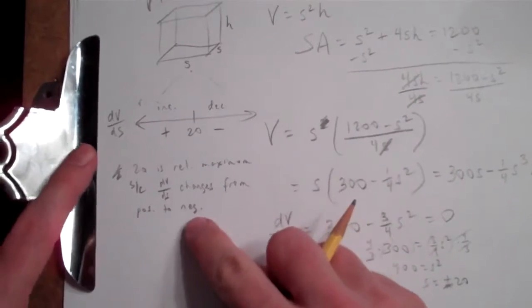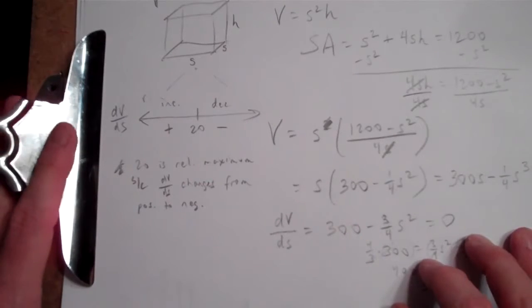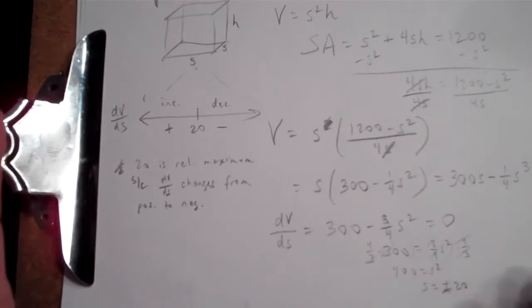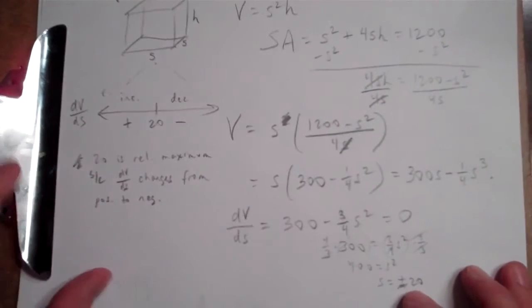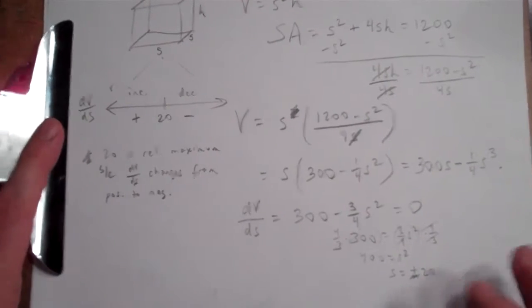I think it's okay to do any G period, POS period, REL period. If your teacher doesn't, don't do that, okay? And don't stop here. The answer is not side equals 20. Remember, we're asked what's the maximum volume.